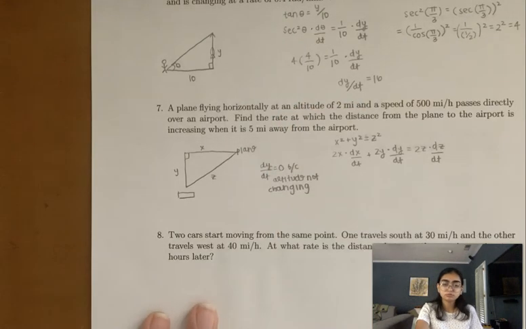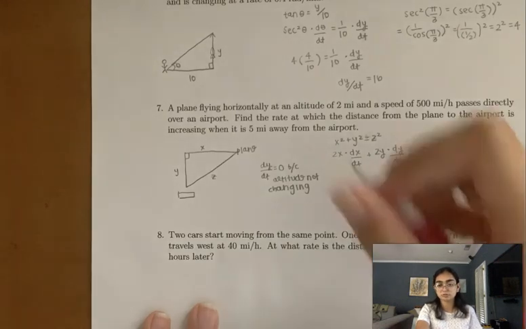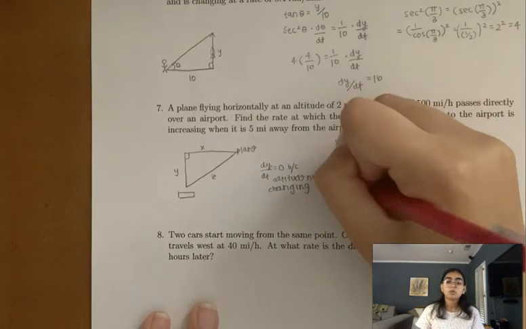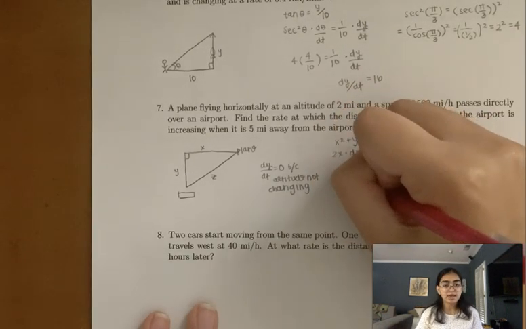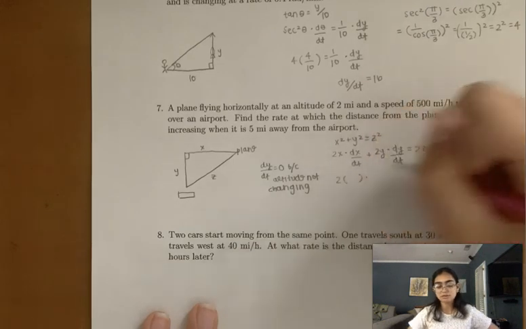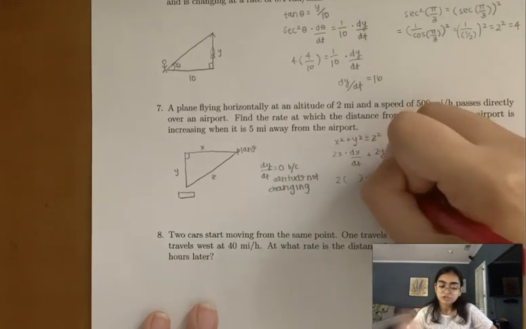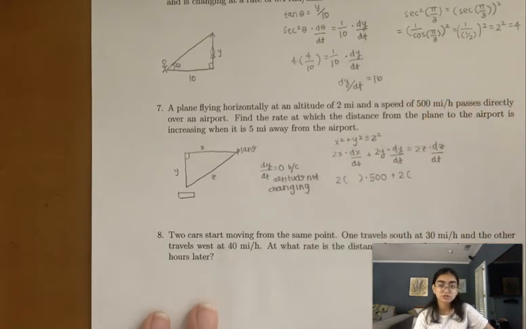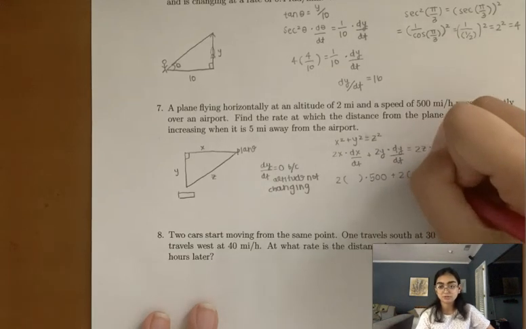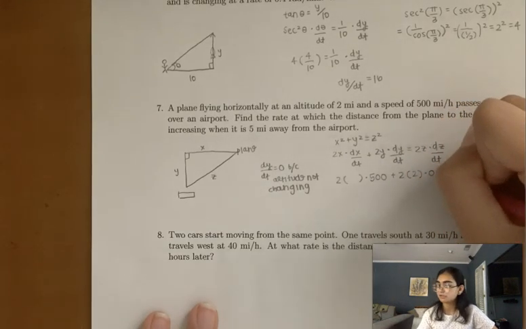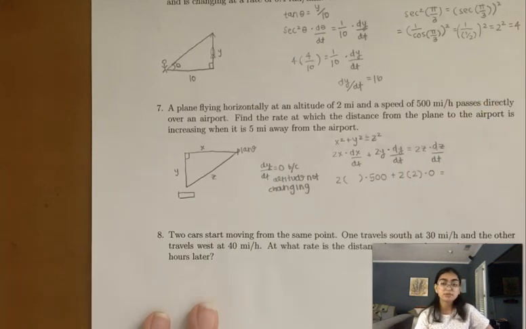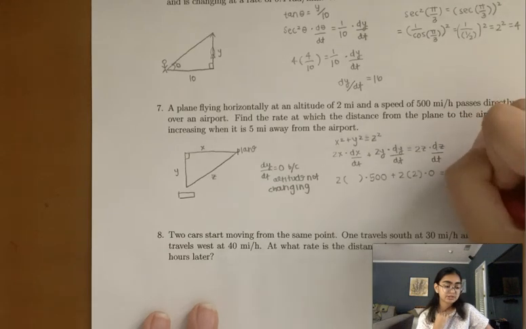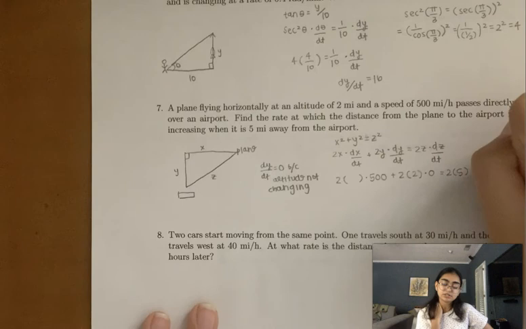So the rate of y, dy over dt, is equal to 0. Now we can plug in. We're going to have 2 times x. We don't know what the x value is, so we're going to have to find that using the Pythagorean theorem, which is our original function, times 500. We're given that in the problem, plus 2 times 2, that's the altitude, times 0, because as we said, the altitude isn't changing, equals 2 times 5. 5 is the distance the plane is from the airport, times dz over dt, which is what we want to find.